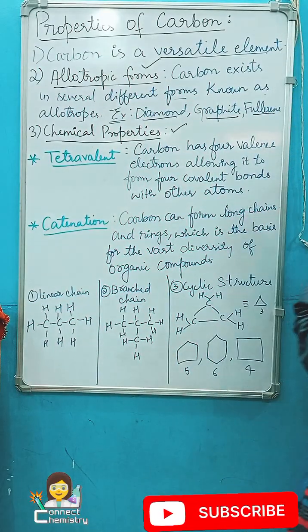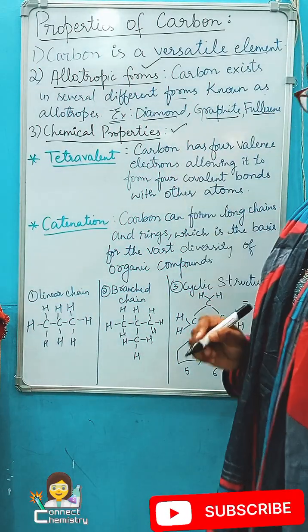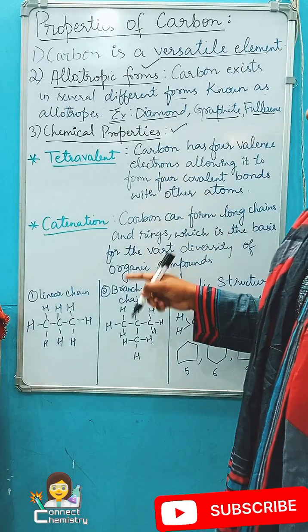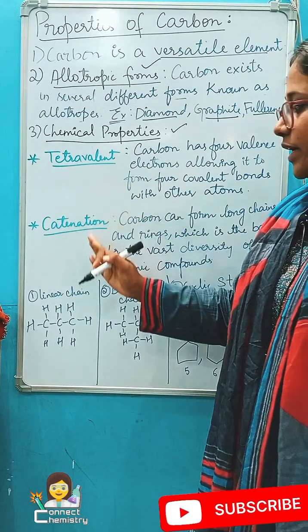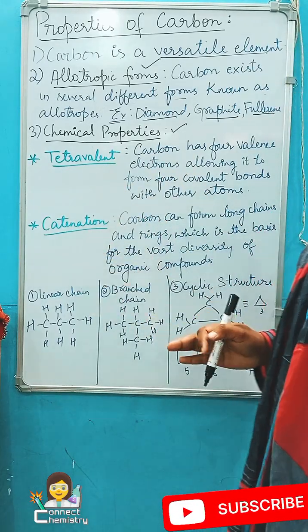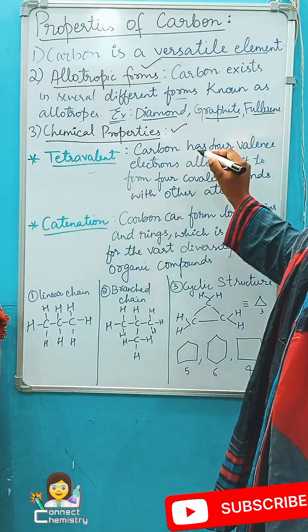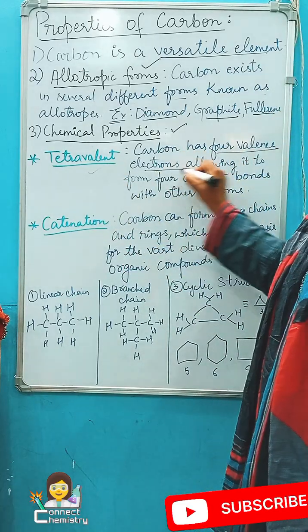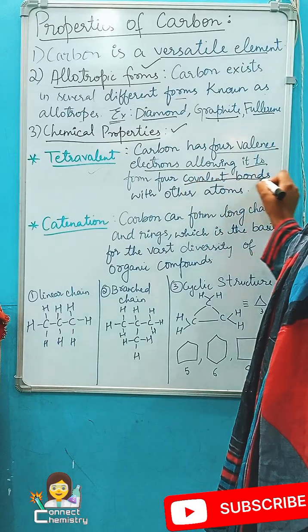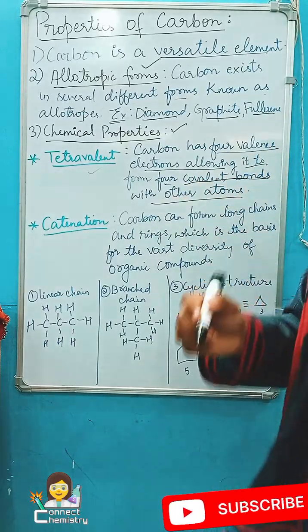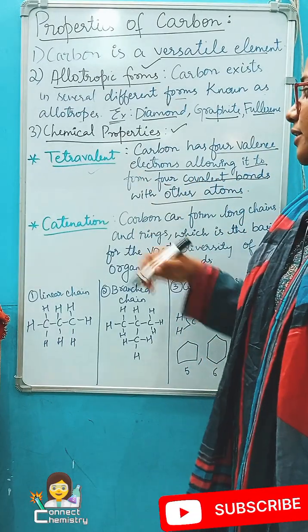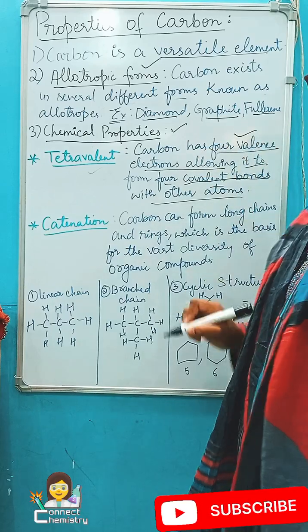So moving on to the next property, that is chemical property. Chemical properties has three: tetravalent, catenation and reactivity. Moving on to the first subpoint, that is tetravalent. Carbon has 4 valence electrons allowing it to form 4 covalent bonds with other atoms. So what this point tells is that carbon has 4 valency.